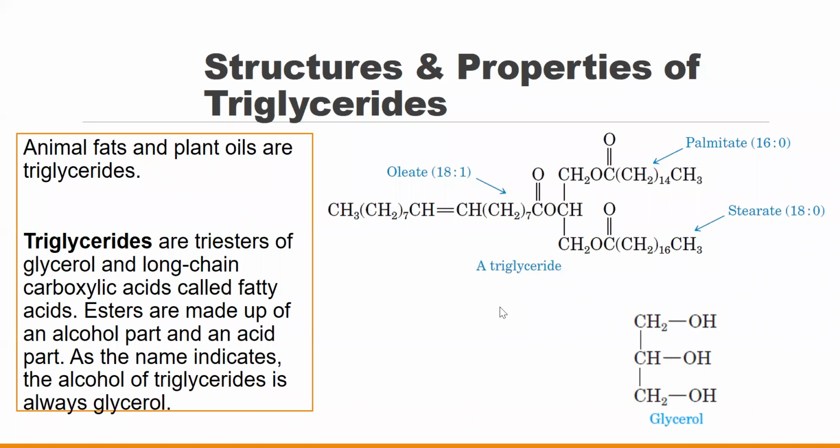Again, these fatty acids, their main source actually are the animal fats and plant oils. But in these animal fats and plant oils, you don't usually just see the fatty acids straightforwardly. No, what we see in animal fats and plant oils are triglycerides. So what is a triglyceride?